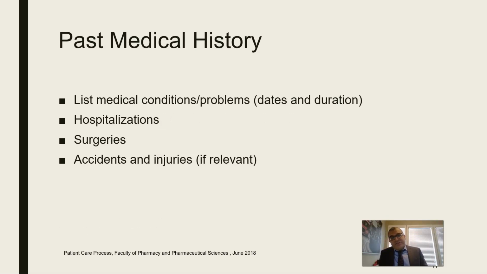So the past medical history is the list of the patient's medical conditions and problems. When you list the patient's medical conditions, you need to know for how long the patient has been having these conditions, dates and duration. Hospitalizations, surgeries if there's any relevance, accidents and injuries if relevant as well. So ask about hospitalization, like multiple hospitalizations for pneumonia in COPD patients. This could be a sign of uncontrolled or severe COPD, as an example.